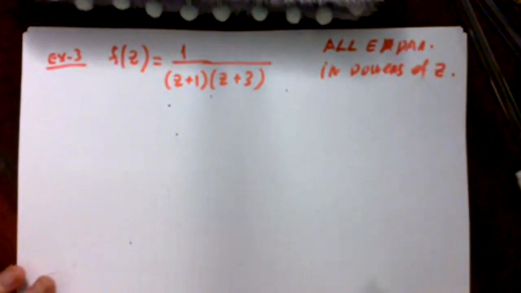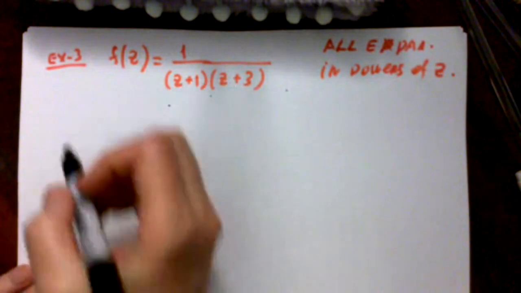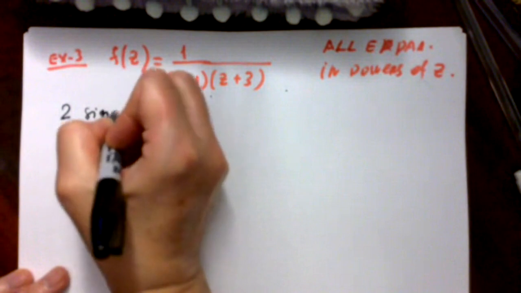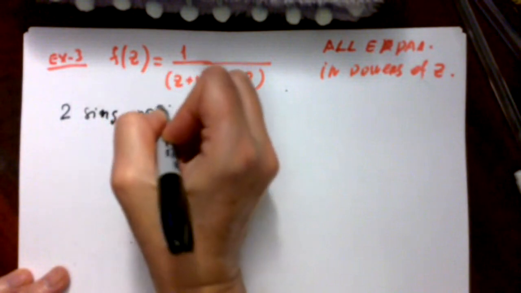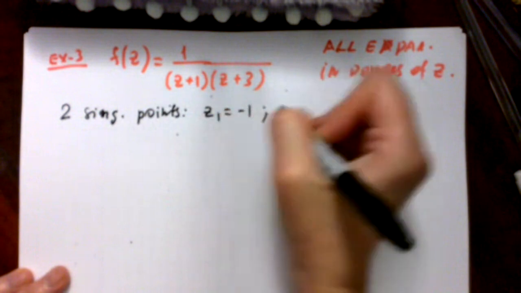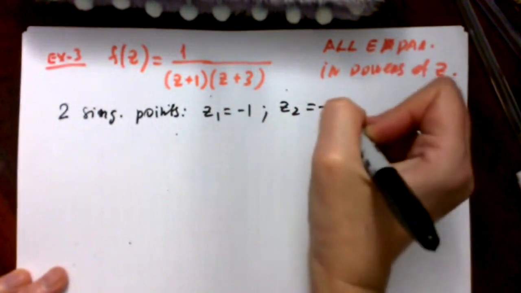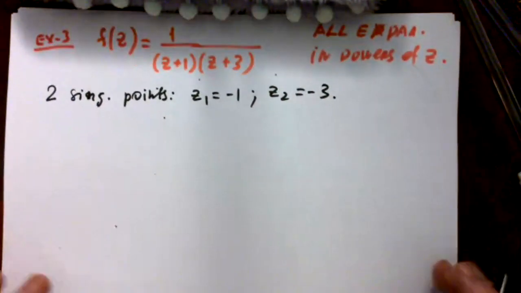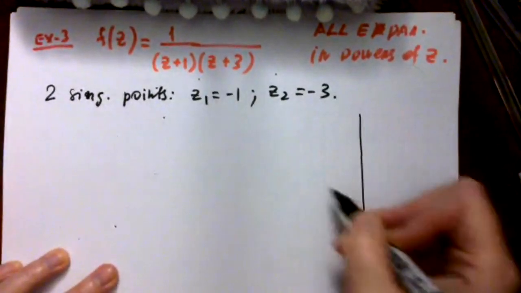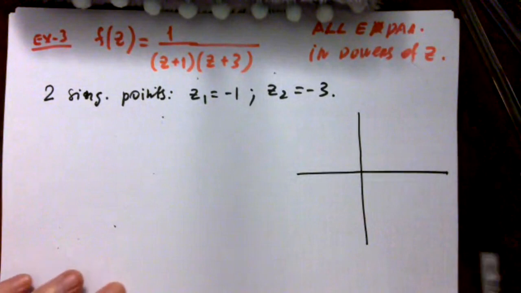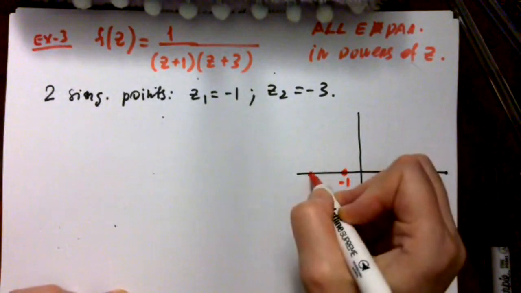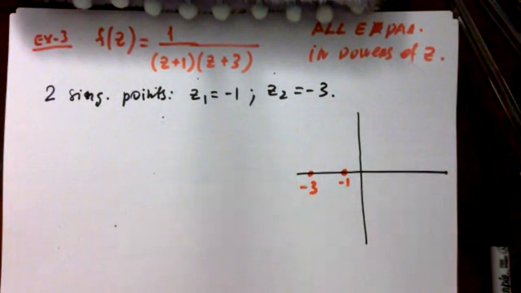You know what exactly is new here? We have two singularity points. Let's write it down. Two singularity points this time. Which ones? z1 is equal to minus 1, and the second singularity point is minus 3. What does that mean? Let's try and plot them. It's really interesting what will happen. So this is our complex plane. This is our first point, minus 1. And this is our second point, minus 3.